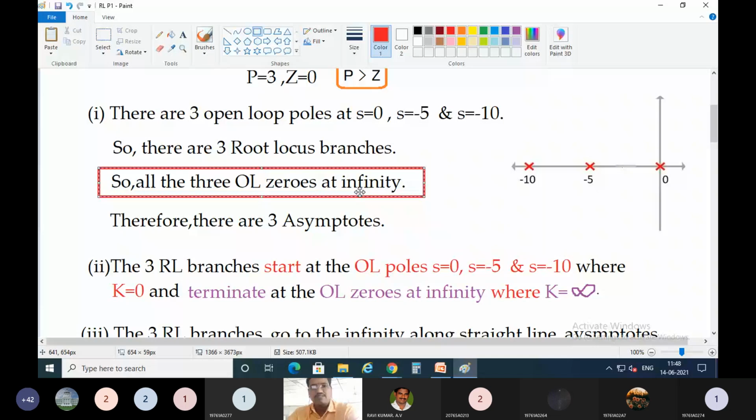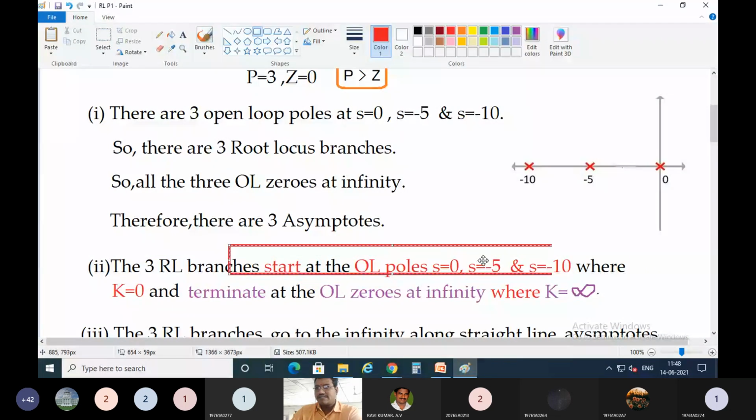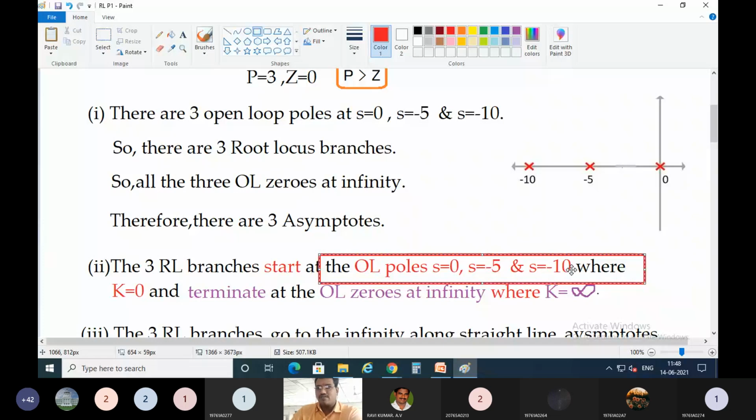Whatever root locus branches start at the open loop poles where k equals 0, compulsorily they are going to end at open loop zeros. Since they are not having open loop zeros, compulsorily those open loop zeros are considered at infinity. That's why these 3 root locus branches are terminated there. See the second point I wrote here: the 3 root locus branches start at the open loop poles s equal to 0, s equal to -5, s equal to -10, where k equal to 0, and terminated. Where are they going to be terminated?